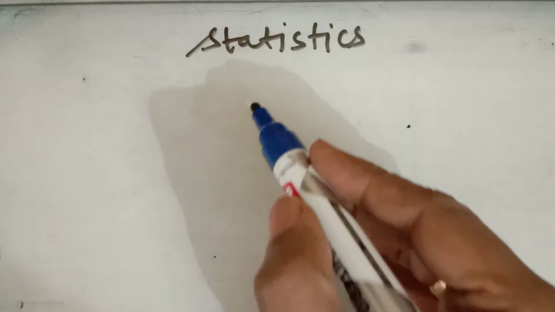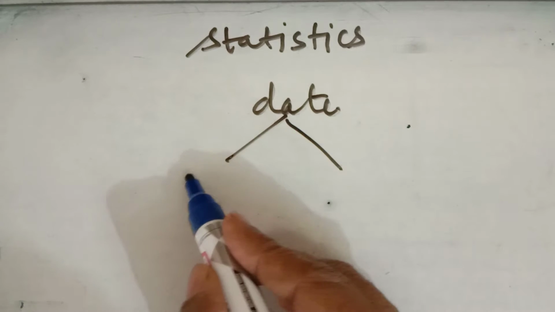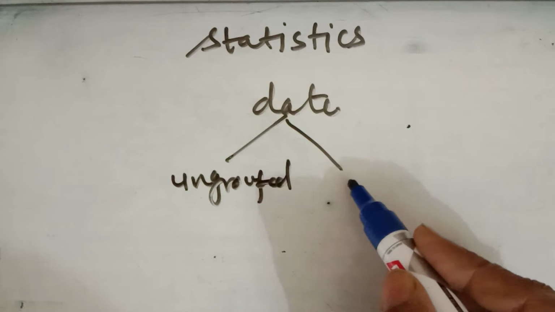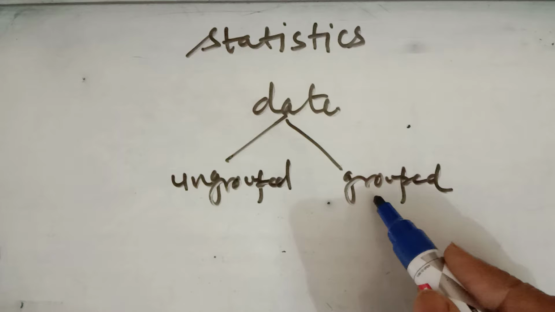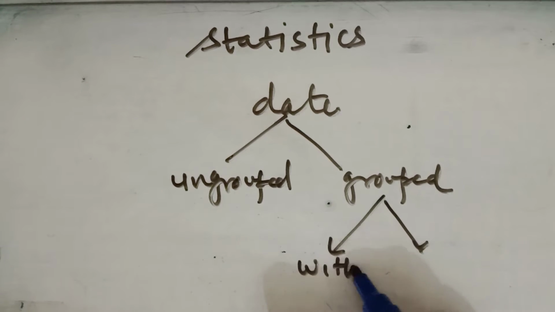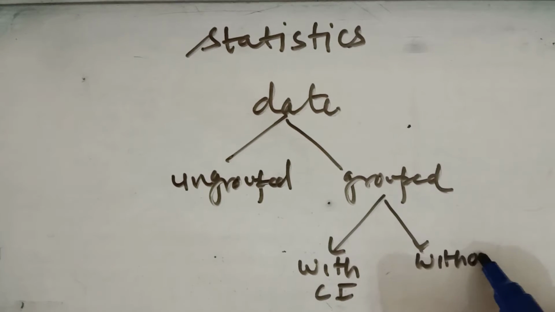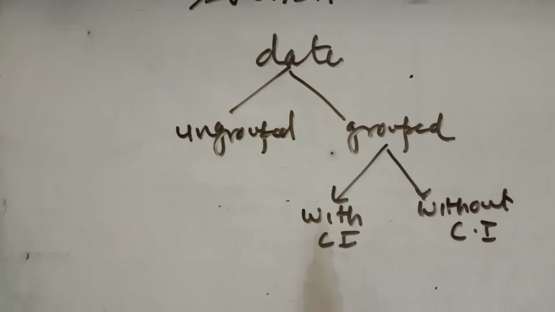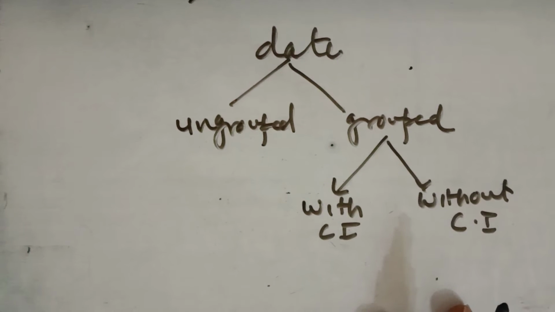Now, first of all, we'll discuss the data. Data is of two types. First is ungrouped data and another is grouped data. Grouped data can be divided into two: the grouped data with class interval and another without class interval. So we have ungrouped data as well as grouped data, and grouped data is with class interval as well as without class interval.